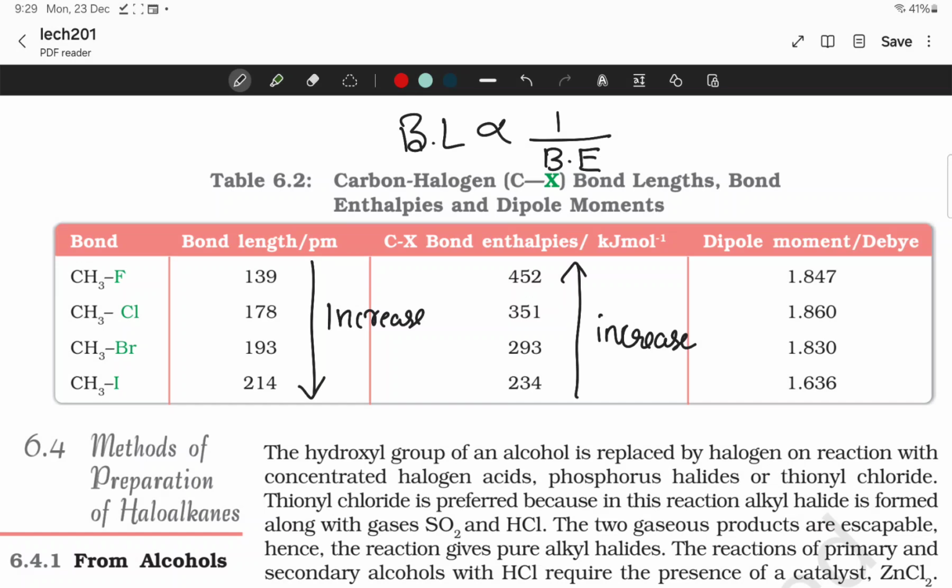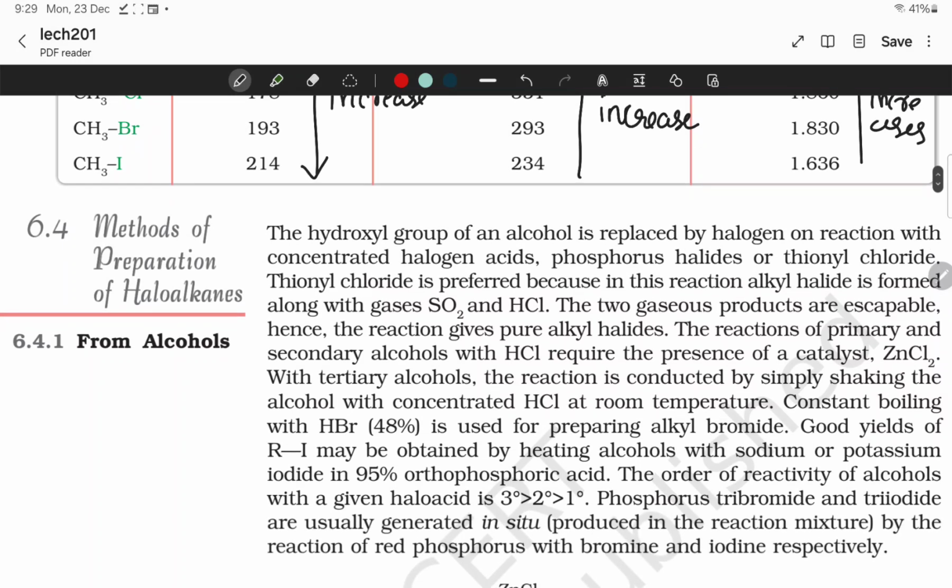Now dipole moment, please look. Dipole moment increases up a group because electronegativity decreases down a group. The most electronegative is fluorine, therefore dipole moment will be more for CH3F. So it also increases up a group. I think it decreases down a group.